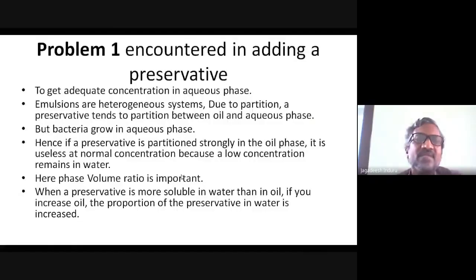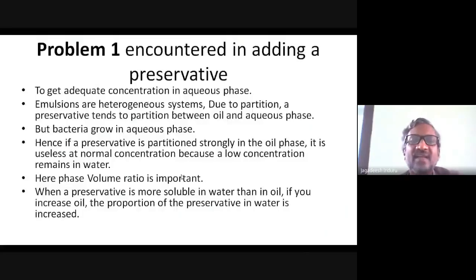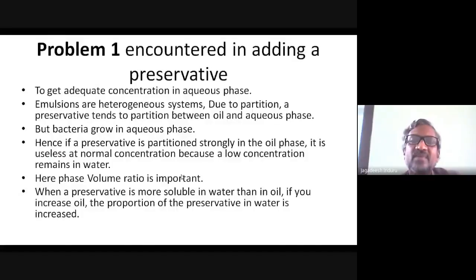So emulsions are heterogeneous systems, and due to partition, the preservative tends to partition between the oil and aqueous phase. If it is oil soluble, it will enter into the oil phase only, and aqueous phase solubility is very less. So the concentration is very less. So the microorganisms will start growing in the aqueous phase and attack the emulgent. Most of the time, the bacterial growth will be present in the aqueous phase.